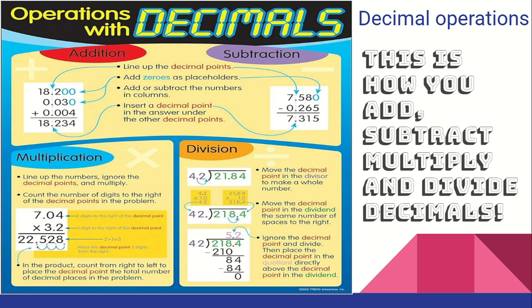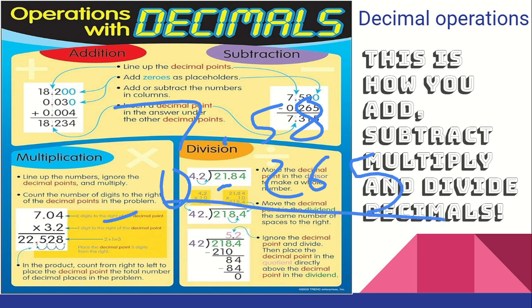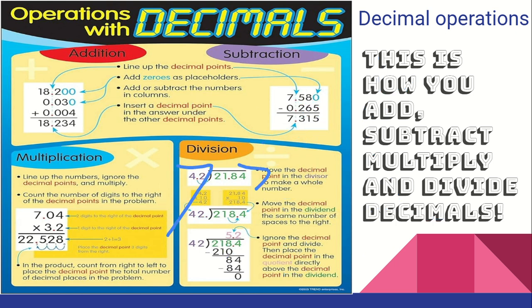Now, subtraction, same thing. 7.58 minus 0.265. 5 minus nothing, can't do that. So you have to add a placeholder, which is 0. 10 minus 5 is 5, 7 minus 6 is 1, 5 minus 2 is 3, decimal point, 7. And you got 7.315. That's all you do.